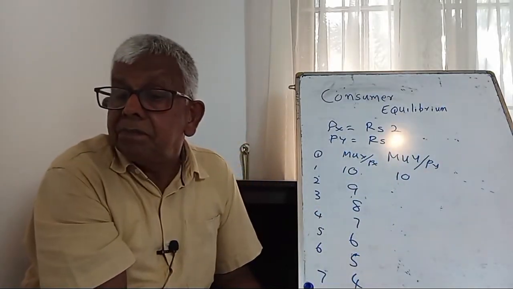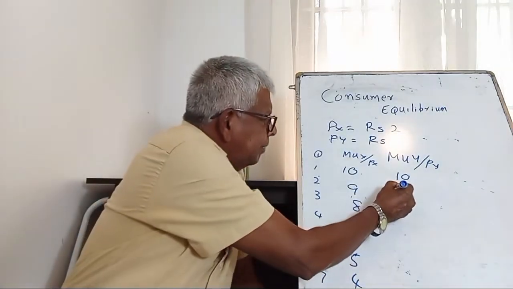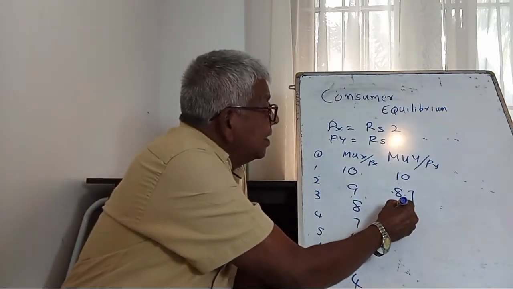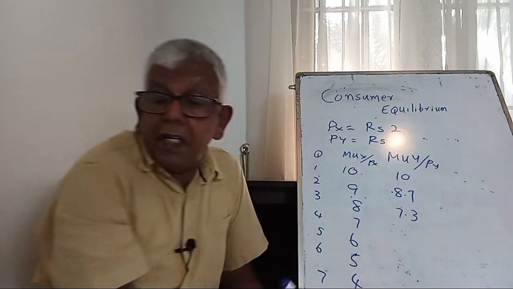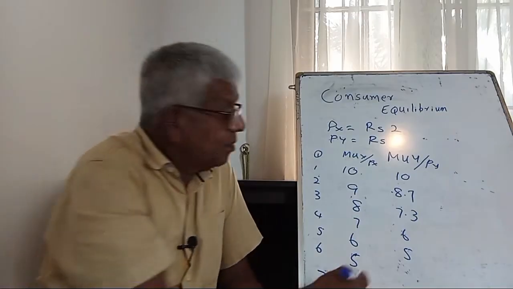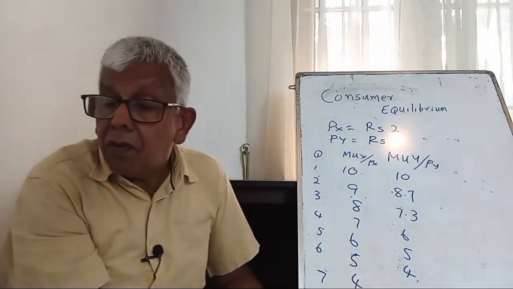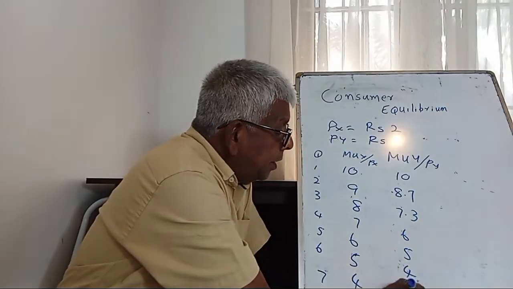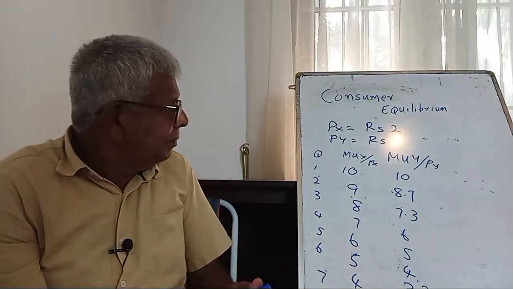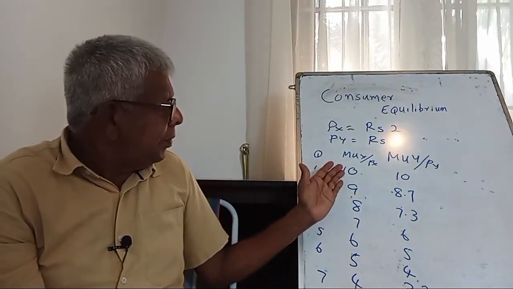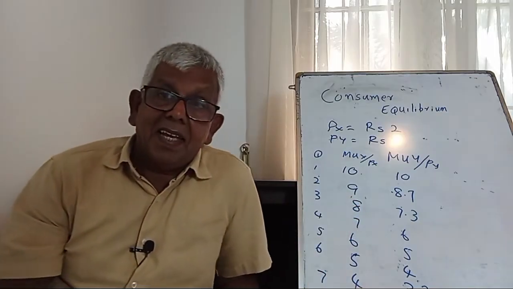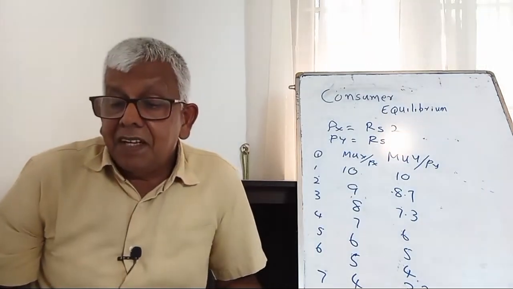MUy divided by Py: 10, 8.7, 7.3, 6, 5, 4, finally 3.3. So we know MUx divided by Px, MUy divided by Py.